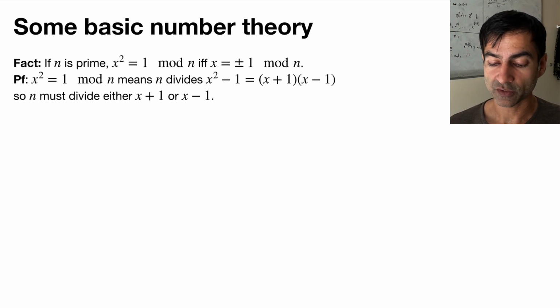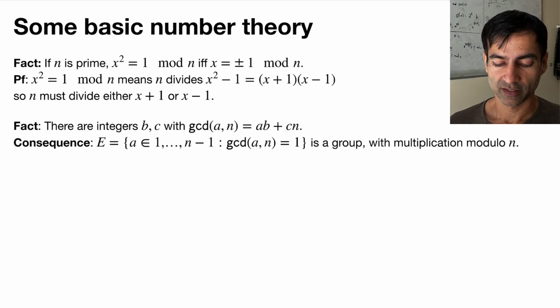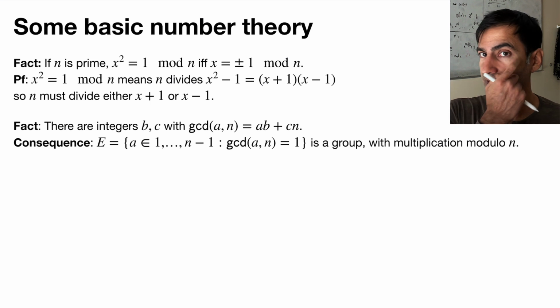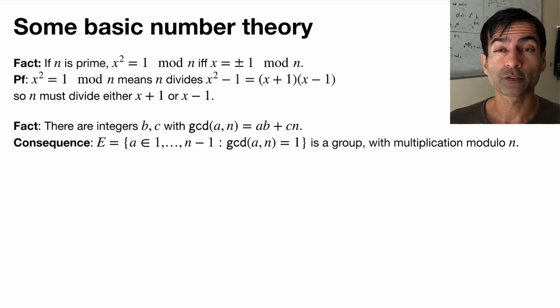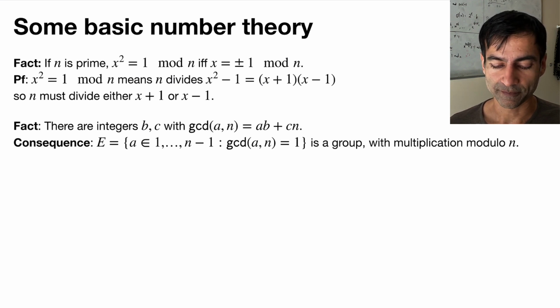And if it divides one of those two, that means that x must be equal to plus 1 or minus 1 modulo n. All right, so that's a basic fact that will be useful to find witnesses to the fact that n is not prime, right? The numbers that are not prime are the ones that have interesting square roots of 1. That's what it says.